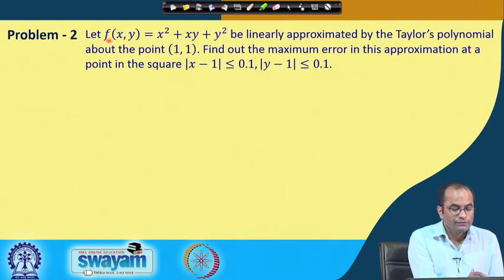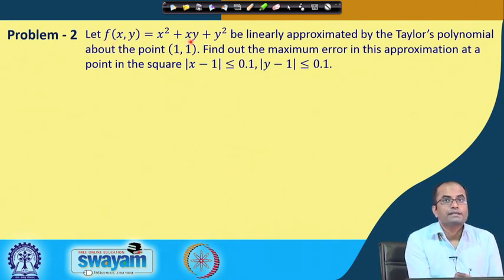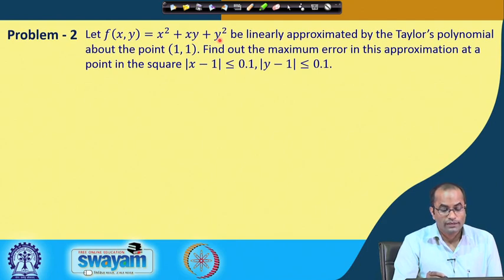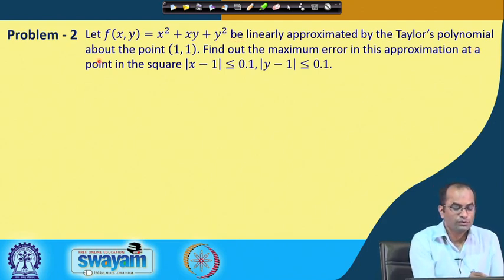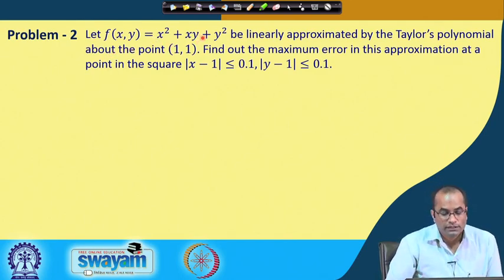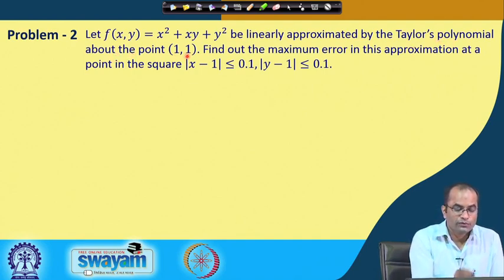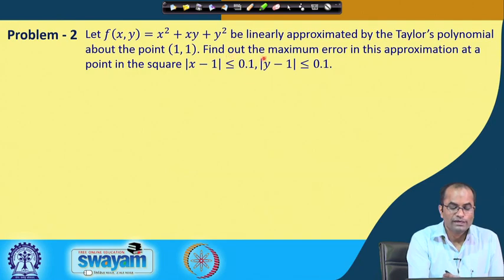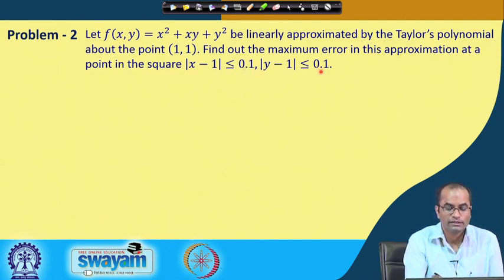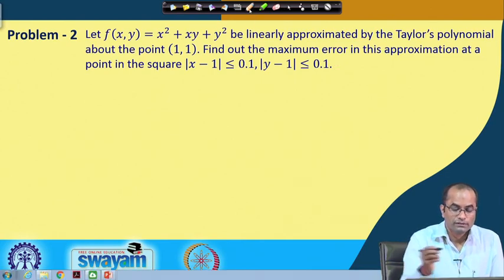So, another problem, when we have the function x square plus xy plus y square be linearly approximated by the Taylor's polynomial. It is given here that this function is linearly approximated by the Taylor's polynomial about the point (1, 1), and now we want to find out the maximum error in this approximation at a point in this square, where |x minus 1| is less than 0.1 and |y minus 1| is less than 0.1.